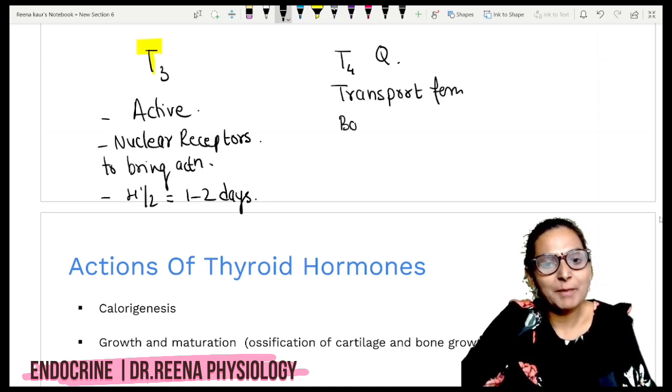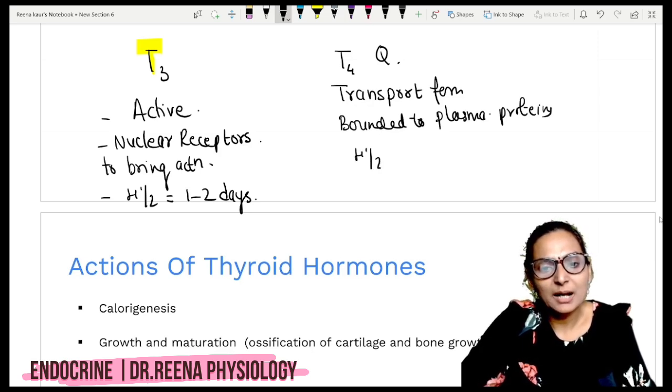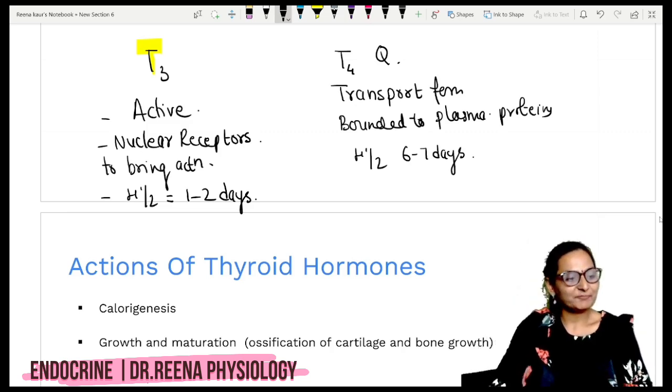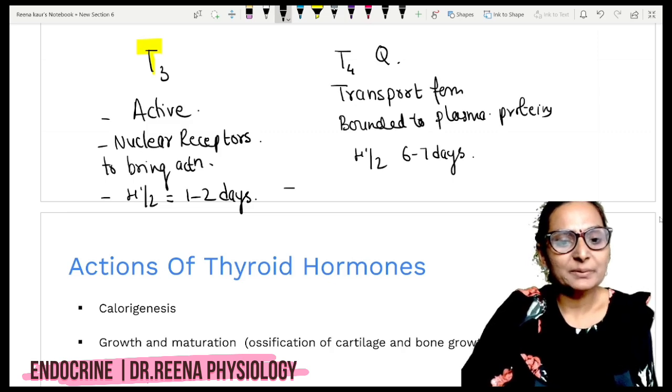It is mainly bound to your plasma proteins, and it has got a half-life of 6 to 7 days. So in the periphery, what happens?